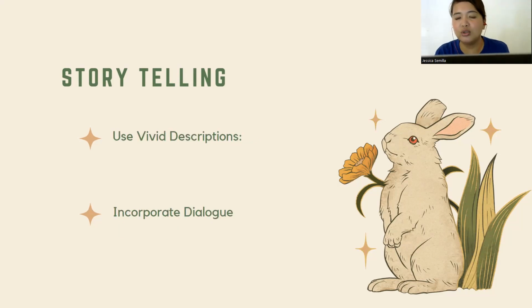Another one is you need to use vivid descriptions, like there are thousands of men looking at kids and all. You put descriptive words so that the audience can imagine what you are trying to say. So there are yellow flowers, yellow big flowers. Put so much description so that they can imagine it.